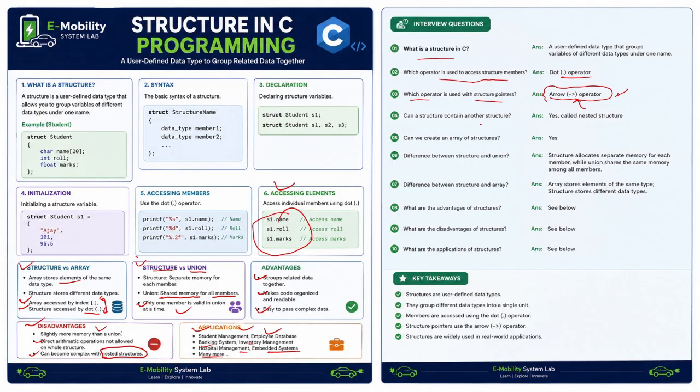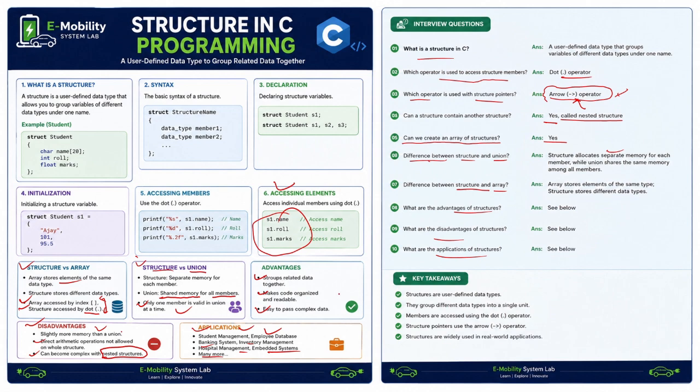Can a structure contain another structure? Yes. If a structure contains another structure, that is called a nested structure. Can we create an array of structures? Yes. We have discussed a lot about the difference between structure and union: separate memory for the different variables in a structure, but in a union there is shared memory. We also discussed the difference between structure and array, and the advantages, disadvantages, and applications of a structure.